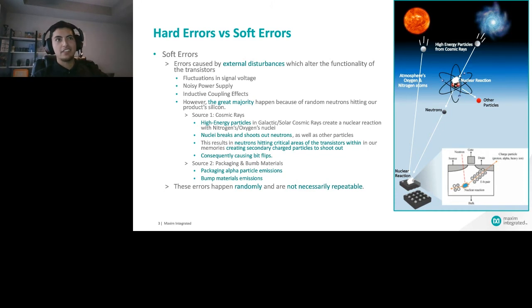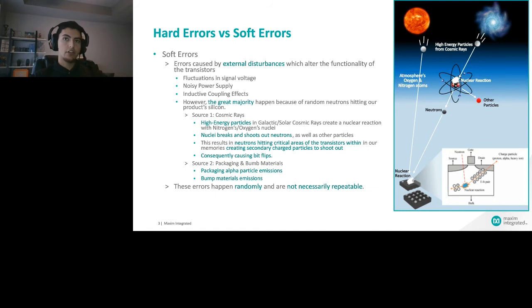What's interesting about these errors is that they not only happen from cosmic rays, but they could also happen from packaging and bond materials emitting these particles and creating the same effect. Now, instead of coming from the atmosphere, from space, they're coming from within the same package. But same scenario: whether it's coming from cosmic rays or from the emissions of the package itself, the effect is going to be the same. At the end of the day, these things are creating bit flips within our memories.